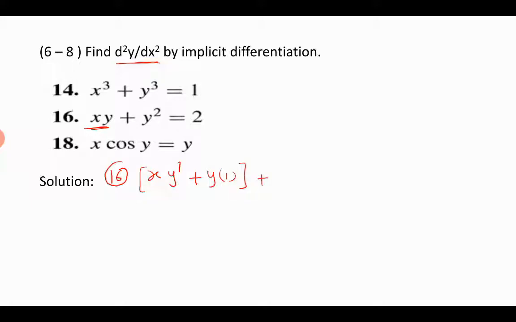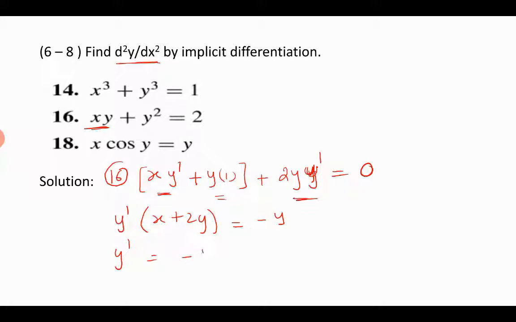Next is differentiate y square, it is 2y, and whenever we differentiate y, we should write dy by dx, which is y prime. The right side it is 0. So find y prime from this one. Here there is a y prime, here there is a y prime. When you take y prime as a common term, you get x plus 2y, and this y on the right side is negative. So the right side is negative y. Therefore, what is y prime? Which is negative y over x plus 2y.